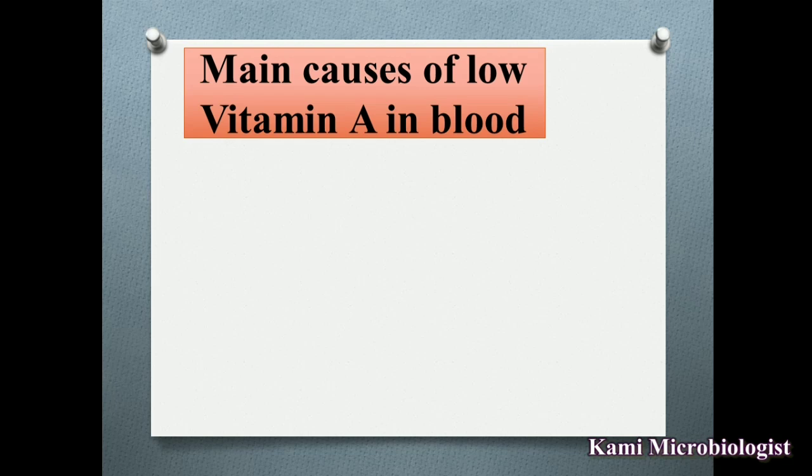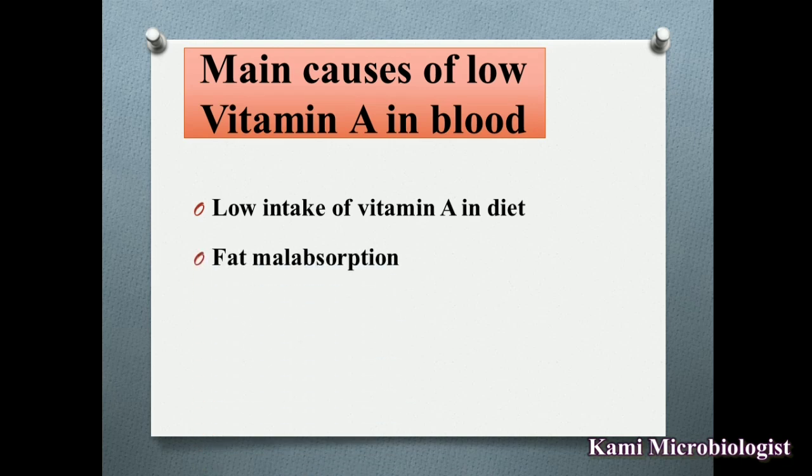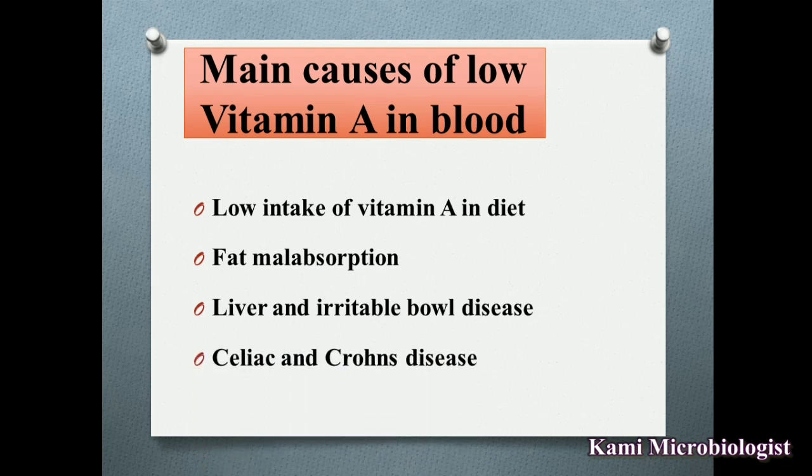So what are the main reasons through which vitamin A will be decreased in the body? It is due to a low vitamin A diet, fat malabsorption, liver disease, irritable bowel disease, celiac disease and Crohn's disease. These are the main problems or issues through which vitamin A will get decreased in the blood.